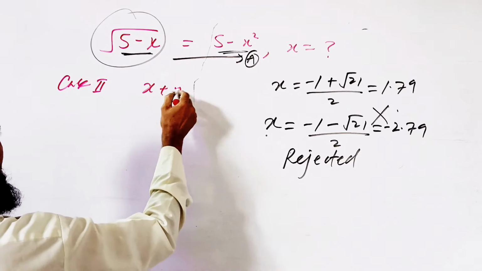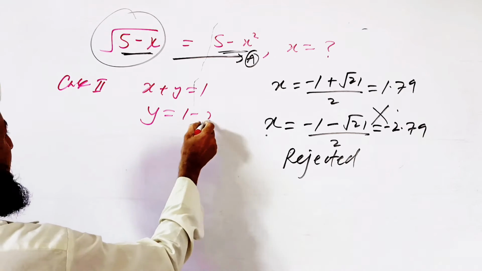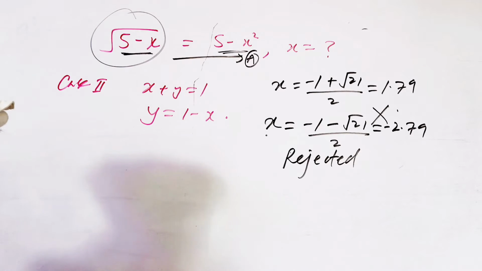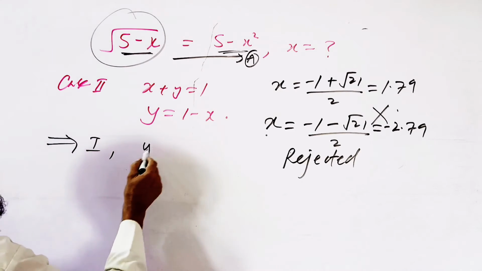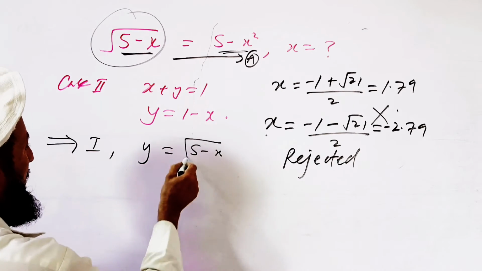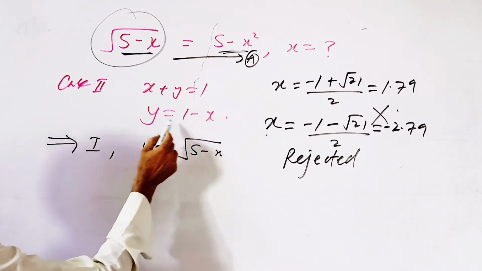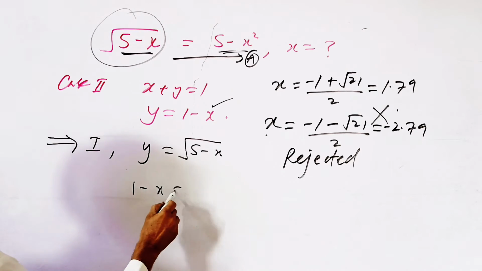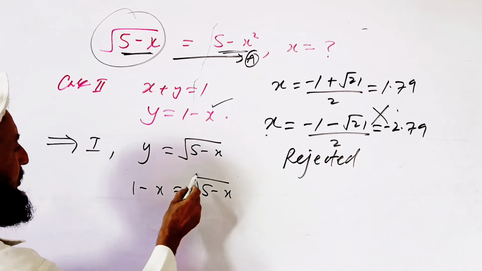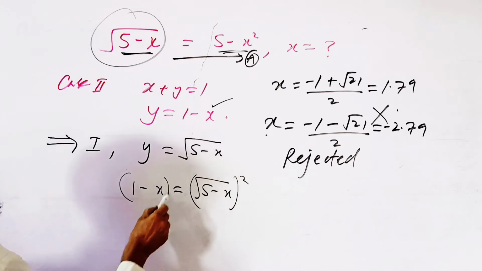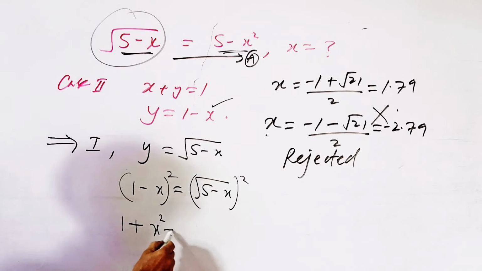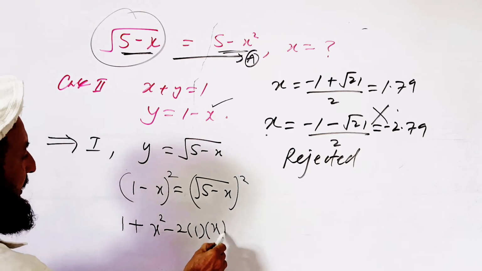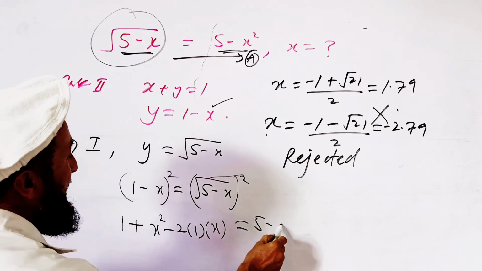Similarly, we find the second case: x plus y is equal to 1, so y is equal to 1 minus x. Now we simply apply it on the first equation. Recall the first equation that we have already done: y is equal to the square root of 5 minus x. So in the place of y we put 1 minus x, which is equal to the square root of 5 minus x. Taking the whole square, we use the formula a square plus b square minus 2ab. The square root cancels, leaving 5 minus x.